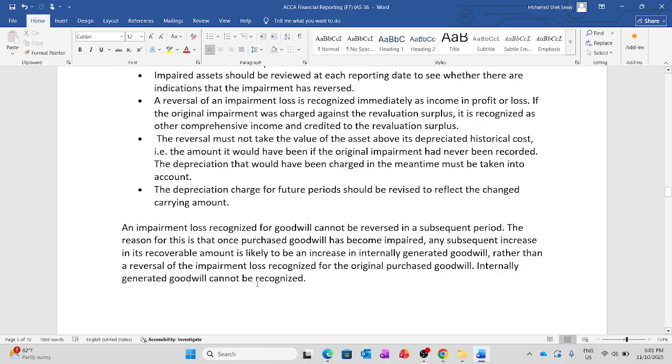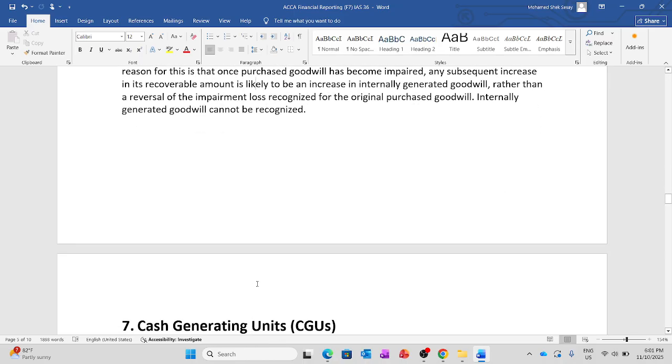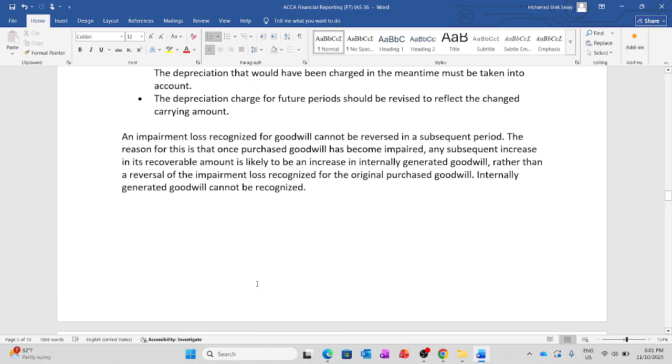The depreciation that would have been charged in the meantime must be taken into account. The depreciation charge for the future periods should be reversed to reflect the change in carrying amount. Everything we need to reverse it.